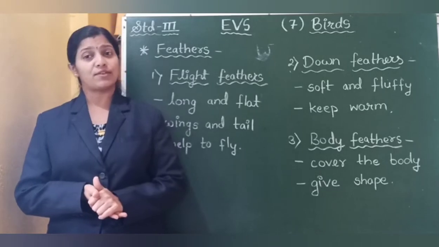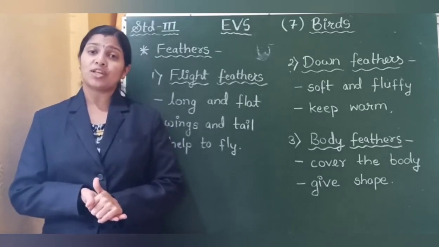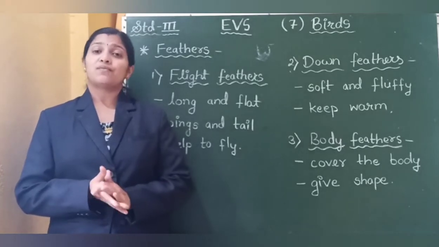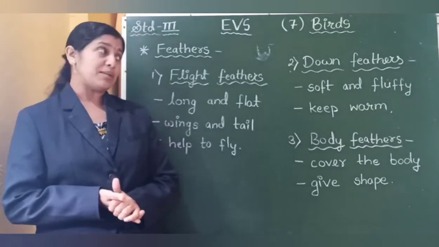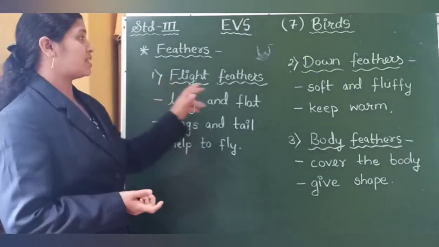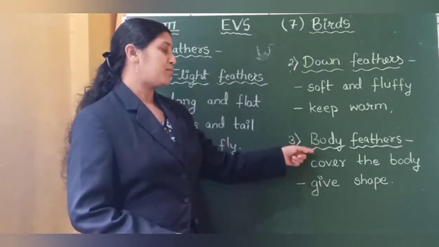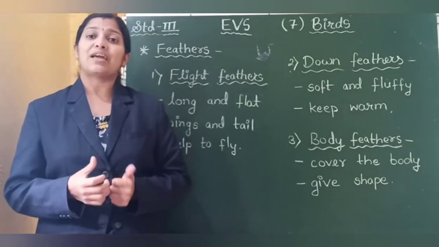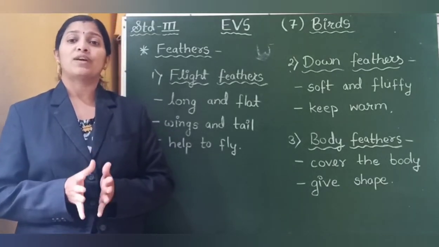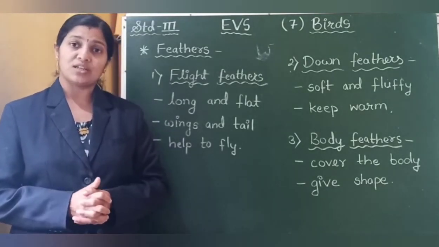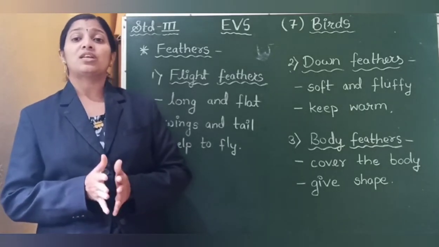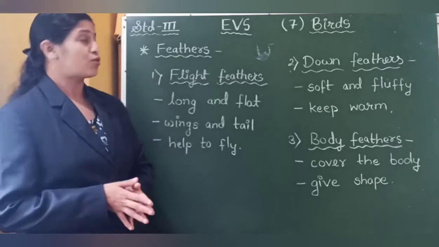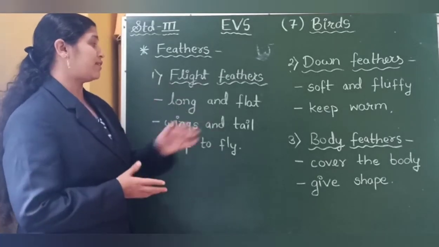And where do we have the feathers? The bird's body, wings and tails have feathers. These feathers are of three types, that is flight feathers, down feathers and body feathers. So these three types of feathers, their appearance is also very much different from each other. Now we will see what is the use or what is the pattern of these feathers. So first we will discuss the flight feathers.